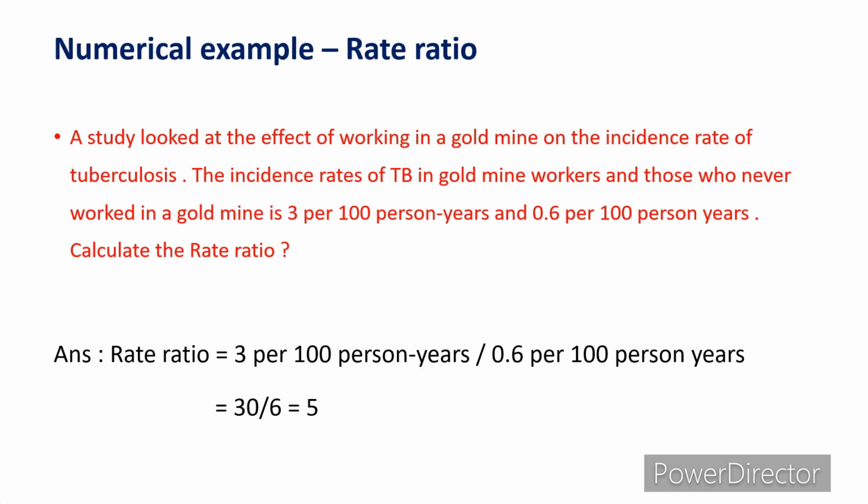A numerical example of rate ratio. A study looked at the effect of working in a gold mine on the incidence rate of tuberculosis. The incidence rates of TB in gold mine workers and those who never worked in a gold mine is 3 per 100 person years and 0.6 per 100 person years. Calculate the rate ratio. So here they gave us the incidence rates for exposed and unexposed. You simply substitute that in the formula. So incidence rate in exposed is 3 per 100 person years divided by the incidence rate in unexposed, 0.6 per 100 person years. So that is 30 by 6, that is 5.